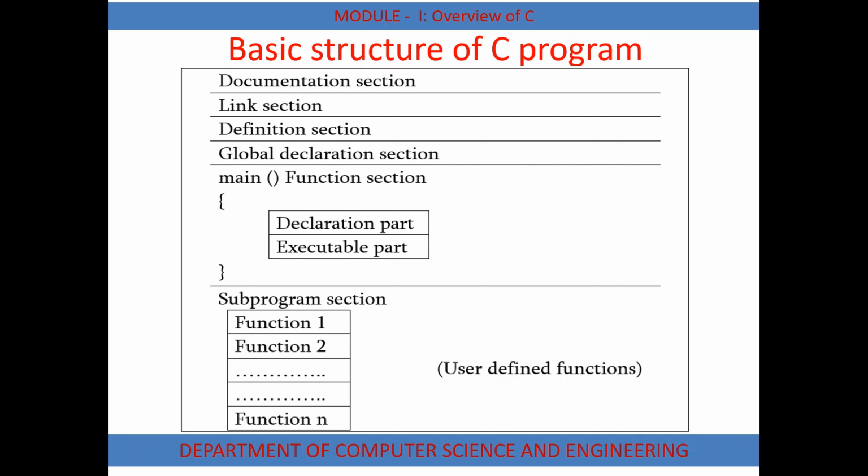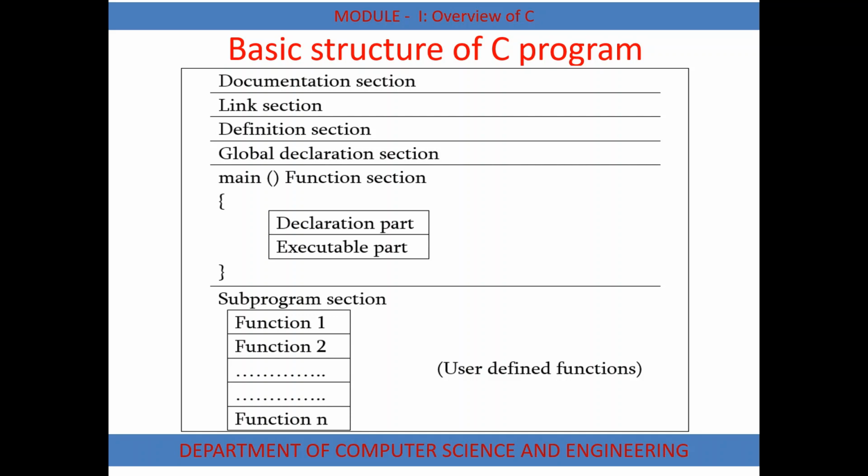Basic structure of C program. A program is a set of instructions for a computer to perform a specific task. If it is written using C language, then it is called a C program. The basic elements of a C program are comments, that is documentation section, preprocessor statements, global declarations, implementation of main function, and user-defined functions.